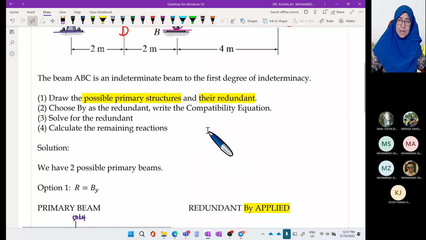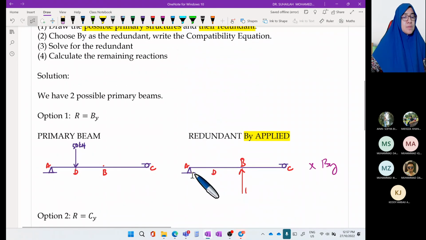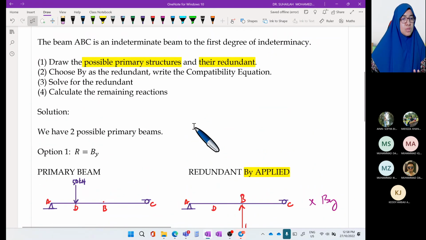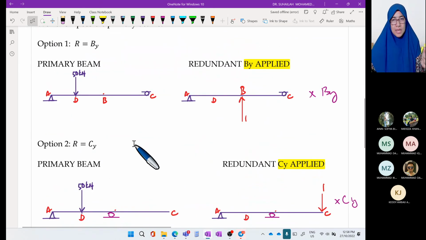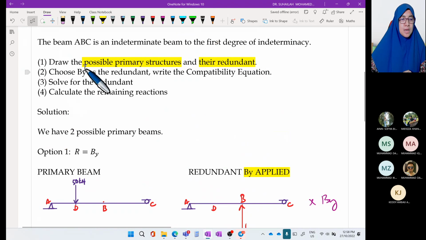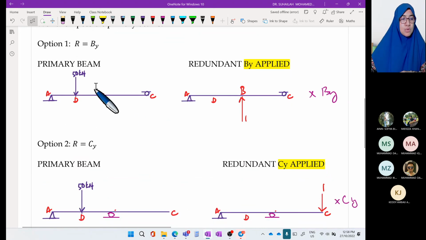Next time, if there is a question like this, this is how you need to answer. After that, from the two options we drew, we will choose either one. Normally in exams, the redundant is given. If it is not given, you just choose either one. These two diagrams are what we continue with to calculate the reactions as well as the moment equation.